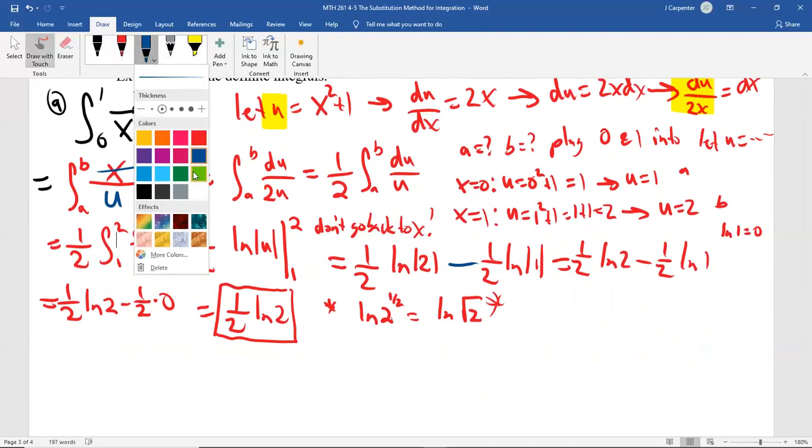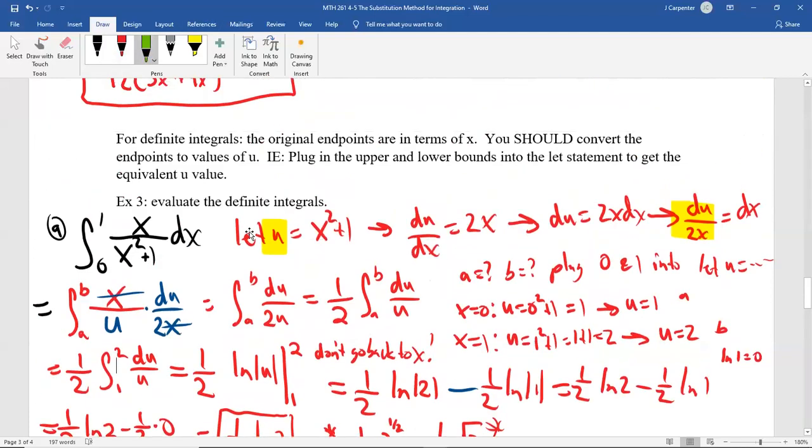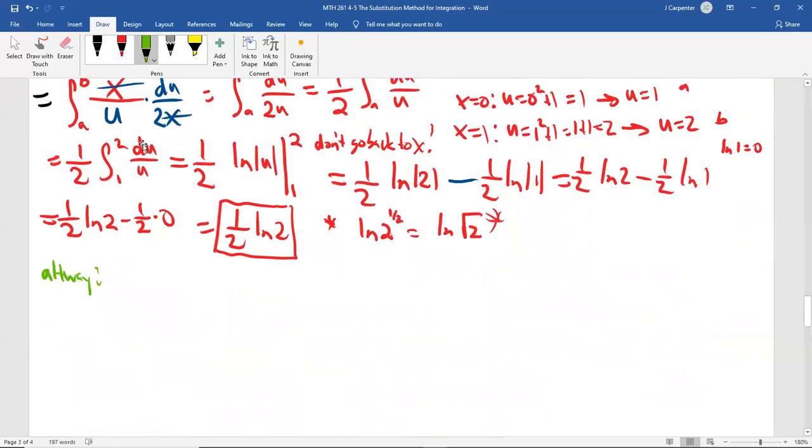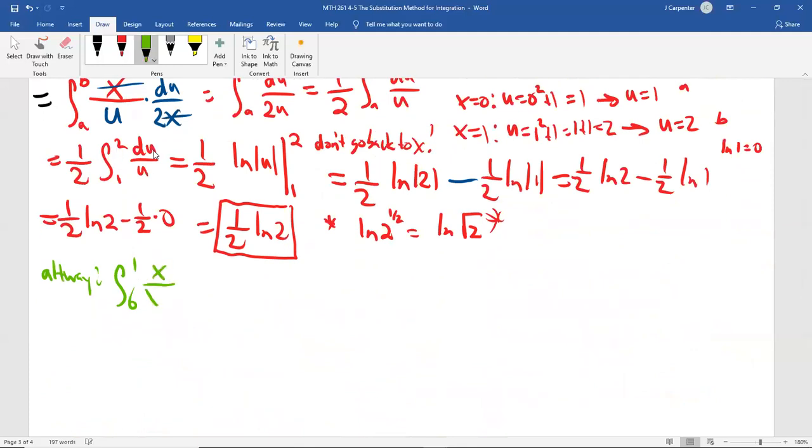All right, so in green, I'm going to show the alternative way. The way that I will never do again. So this is when I said you should convert the endpoints. You don't have to. Here is how you can do it without converting the endpoints. We had our integral from 0 to 1 of, what was this? X over x squared plus 1 dx. We still said let u equal x squared plus 1, and it ended up giving us that dx was equal to du over 2x. Those are the two things we plugged in.